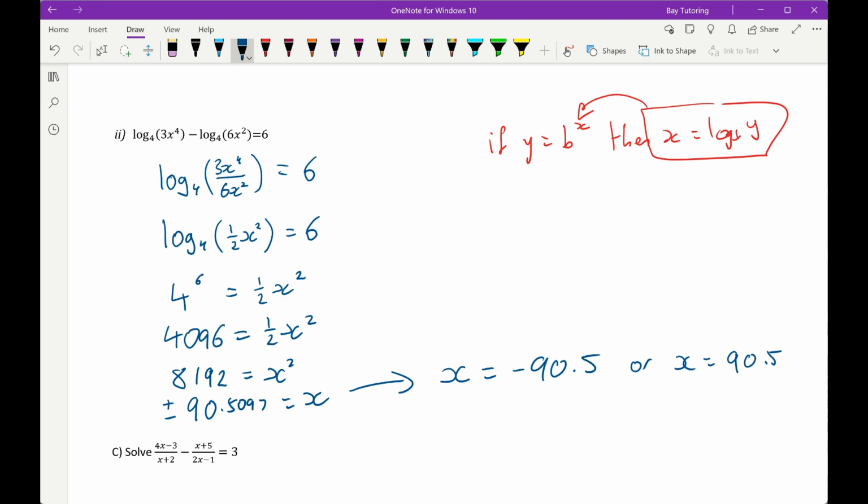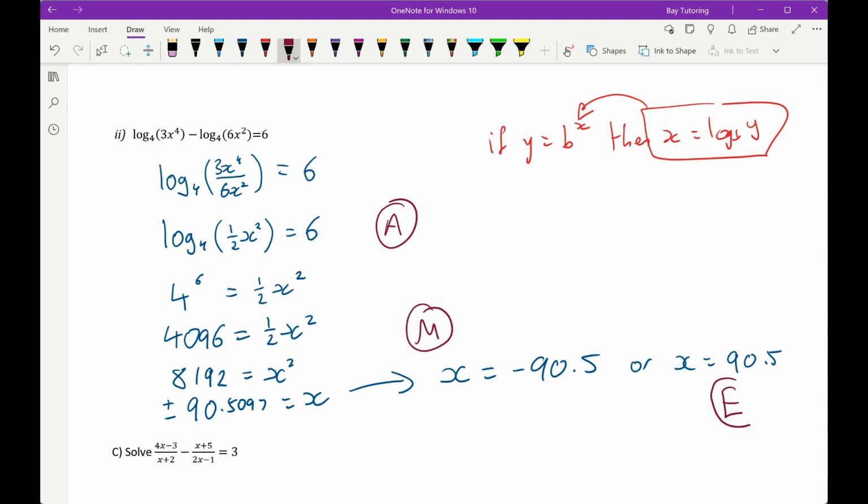So those are the solutions, and that is an excellence question. For achieved, you have combined the logs and simplified it, so that's achieved. For merit, you have found an answer for x.